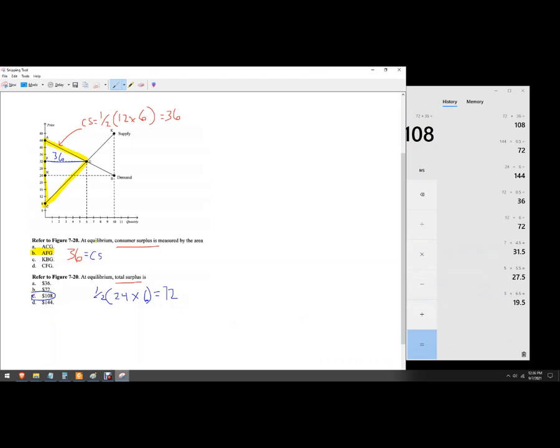Okay, this particular graph has some extra junk on it. It has this to try to throw you off. But that's how to calculate consumer and producer surplus, just a couple examples.